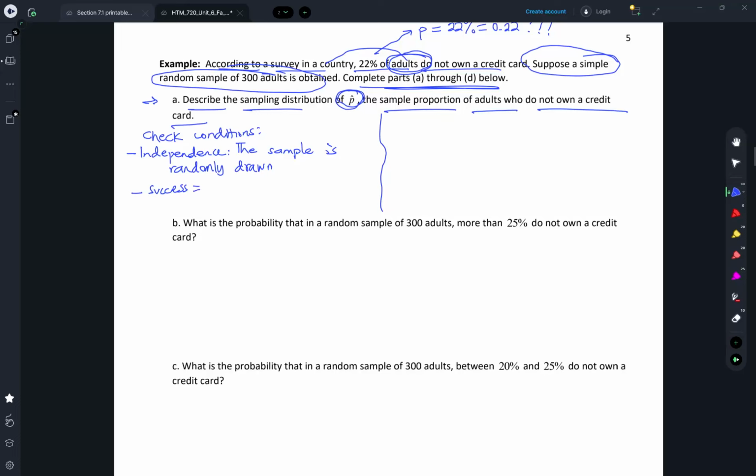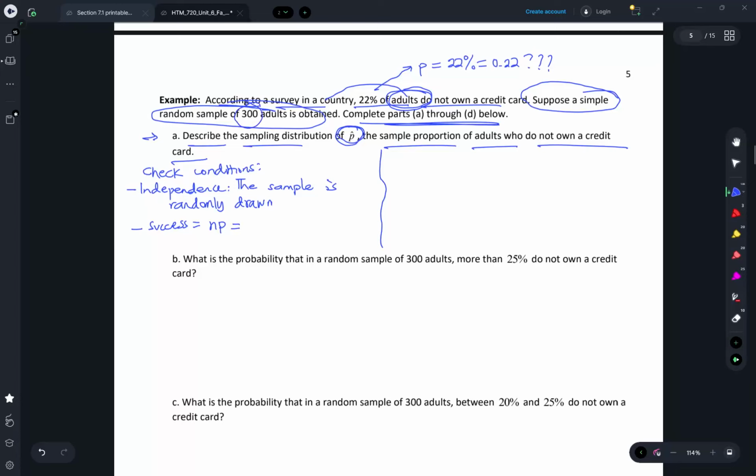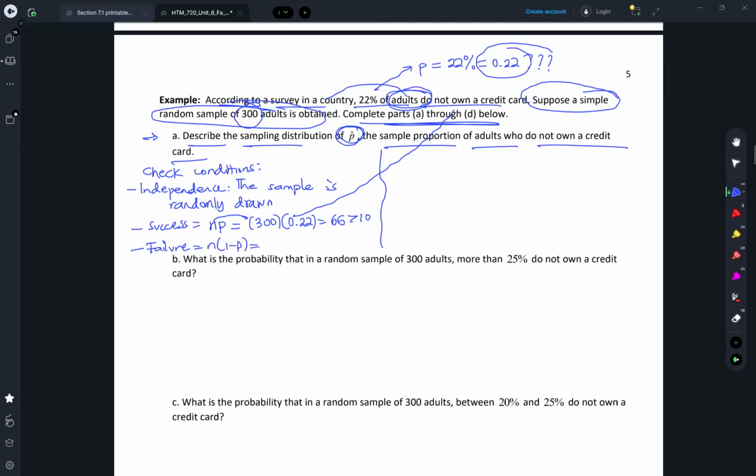Then two, we want to look at the success value, the success proportion, that is n times p. In this case, our sample size n is 300. Estimated, what, our initial guess is 0.22, and that gives us 66, which is greater than 10. Then for the failure condition, we would usually check n times 1 minus p. That will be 300 multiplied by 1 minus 0.22. That would give us 234, which is also greater than 10.